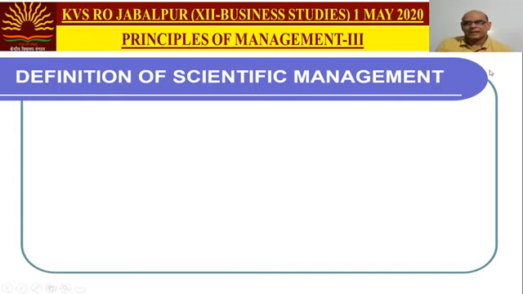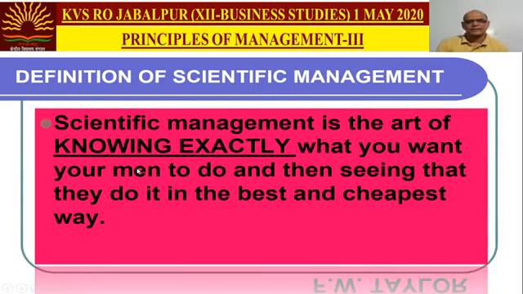Taylor was a mechanical engineer. He was a scientist manager. So he was not relying on observation or the trial and error approach. His main focus was on knowing things exactly as they are, meaning he was of the view that things should be very clear without any shadow of suspicion. So his definition of management is: scientific management is the art of knowing exactly what you want men to do, and then seeing that they are doing it in the best and cheapest way.